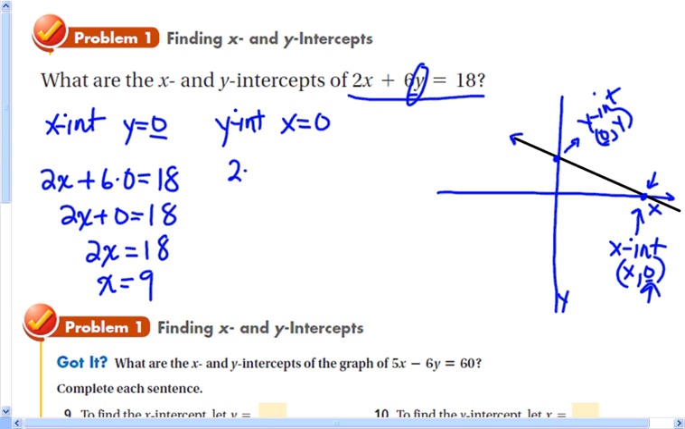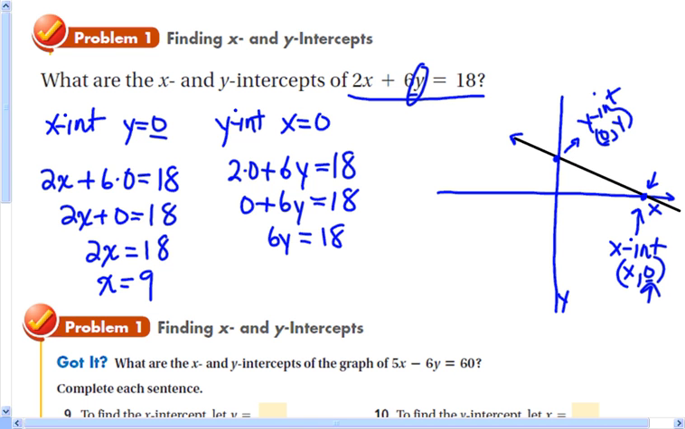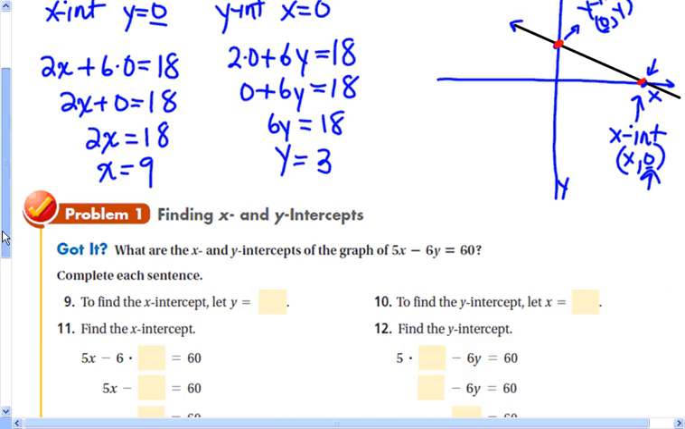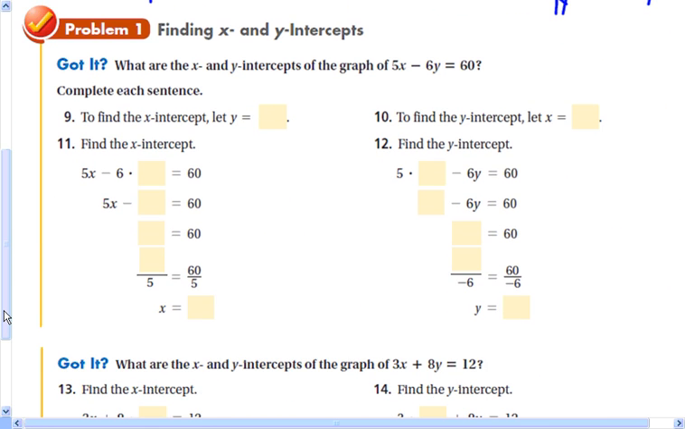And to find the y-intercept, it's similar. It's just that I let x equal 0, so I'm going to substitute 0 for x in the equation and solve it for y. 2 times 0 is 0. 0 plus 6y is 6y. Divide both sides by 6, and I get y is equal to 3. So that means that this point is (0, 3), and this point is (9, 0). All right, go ahead, you try it. Check back for the answer.